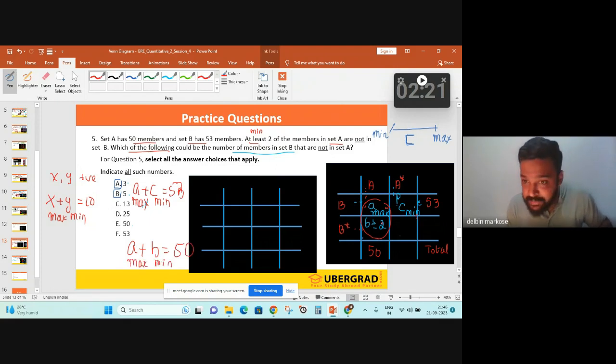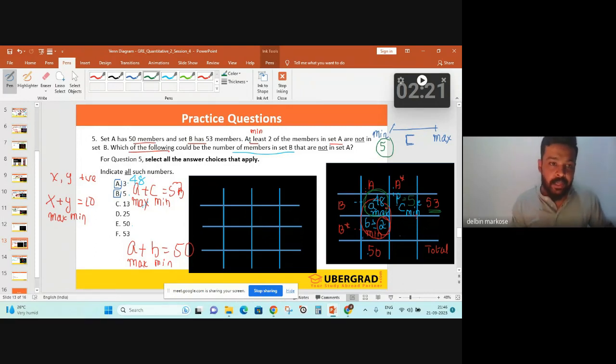So what is the minimum value for B? It's already given: 2. If that is 2, we know A will automatically be 50 minus 2, which is 48. I hope it's clear to everyone how the maximum is 48. If A is 48, this is the maximum value I can get for A. 48 plus some value has to give 53, so the minimum value of C will be 5. Is this explanation clear to everyone?